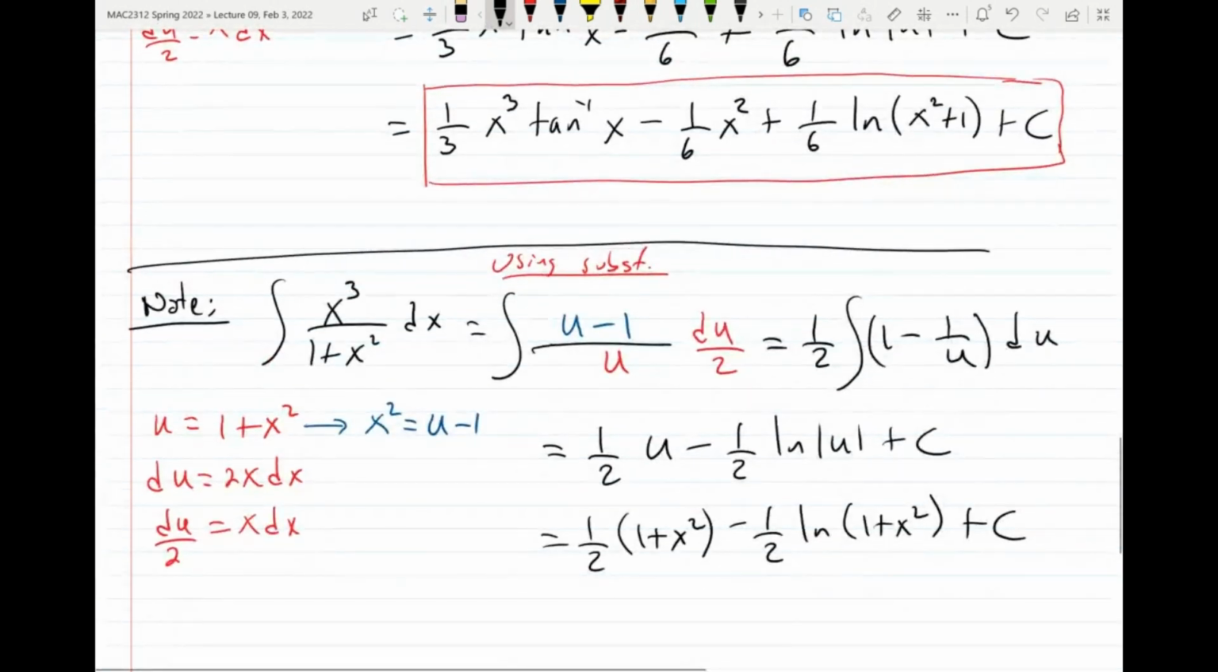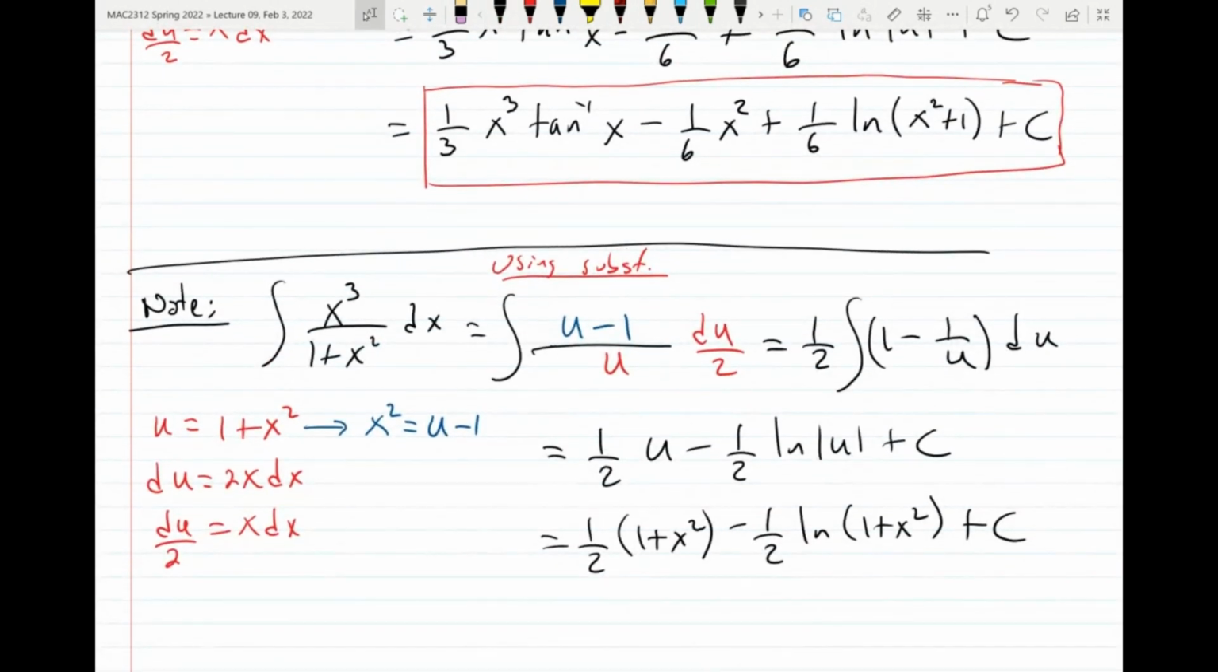Now, let me see. Okay, here we go. So this is what we obtain if we decided to use this. Do you understand this?